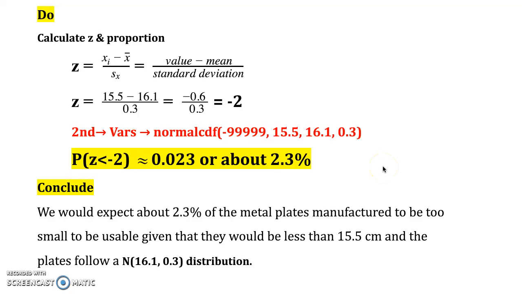So we'd say we'd expect about 2.3% of the metal plates manufactured to be too small to be usable, given that they'd be less than 15.5 centimeters, and the plates follow a normal distribution with a mean of 16.1 centimeters and a standard deviation of 0.3 centimeters. So your question is going to build on the same one. So go through your calculator and do this before you answer your question, so you can go back on the do step that I just did.